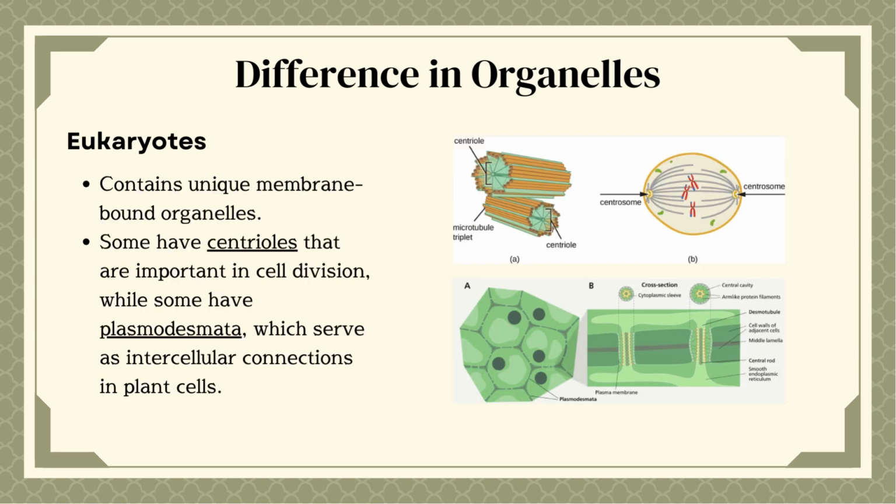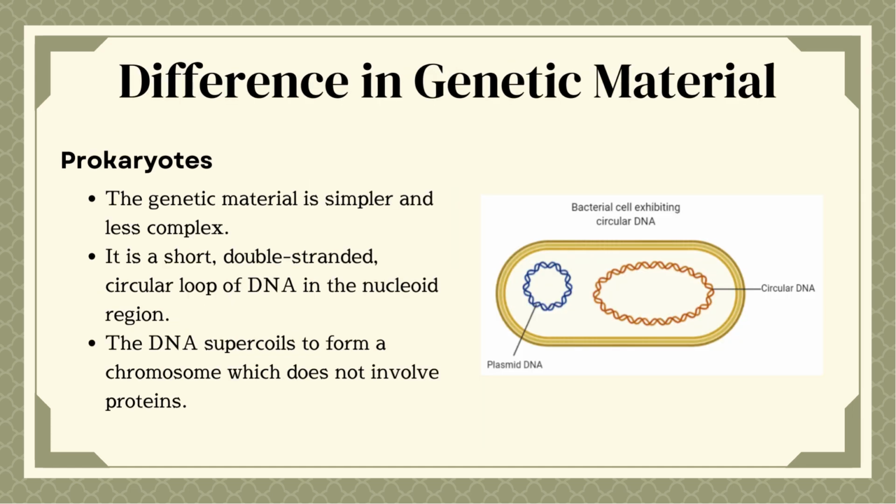Next, in eukaryotes, they contain unique membrane-bound organelles. Some have centrioles that are very important in cell division, while some have plasmodesmata, which serve as intercellular connections in plant cells. Next is the difference in genetic material.